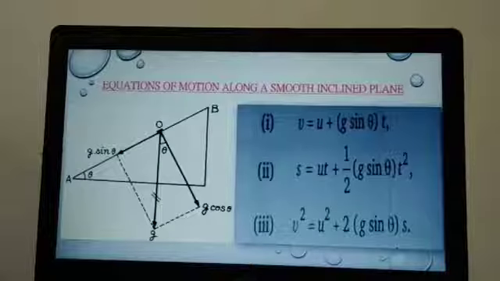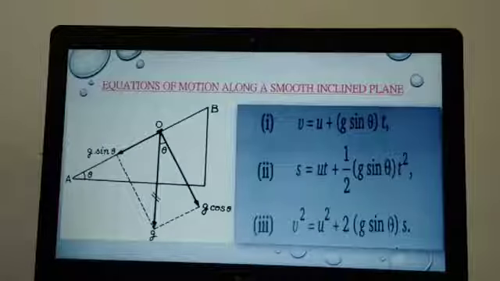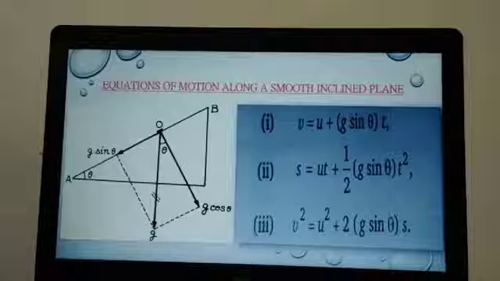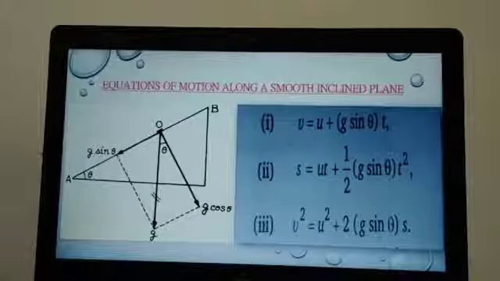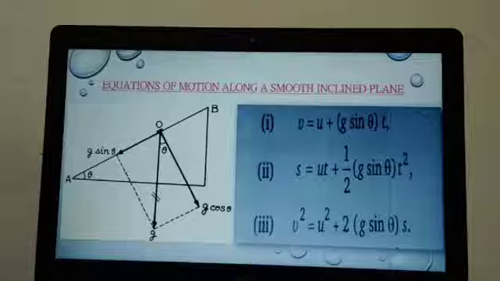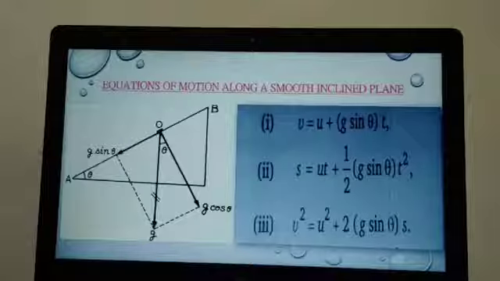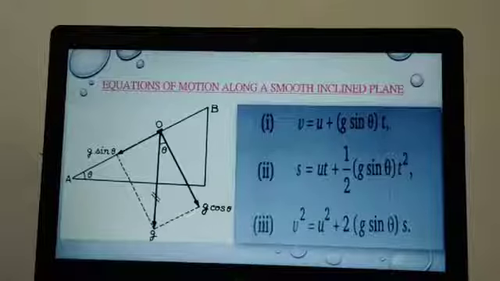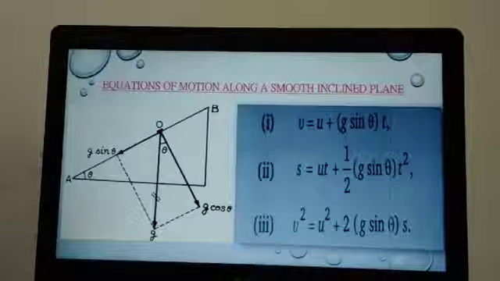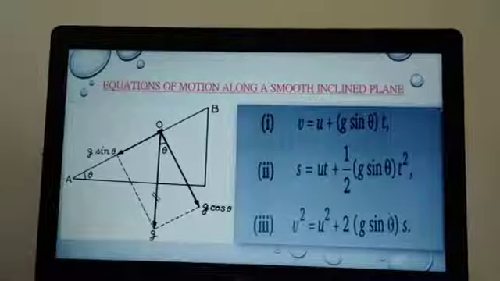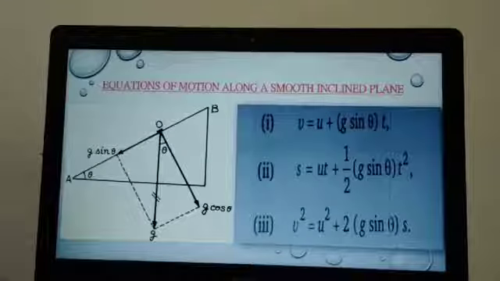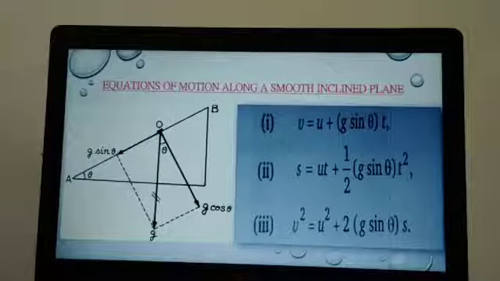And when it is climbing up, what will happen? That g sin theta you can replace by minus g sin theta. So the equations will become v is equal to u minus g sin theta t, s equal to ut minus half g sin theta t square, and v square is equal to u square minus 2g sin theta into s. So that is the case, the movement along a smooth inclined plane.